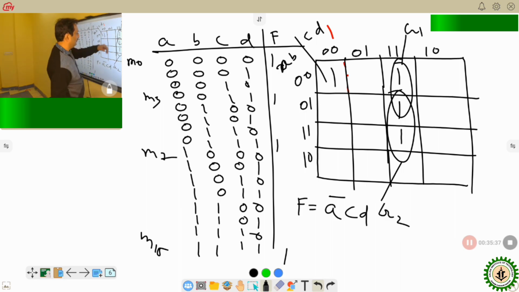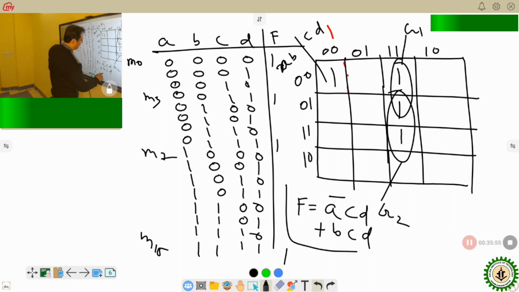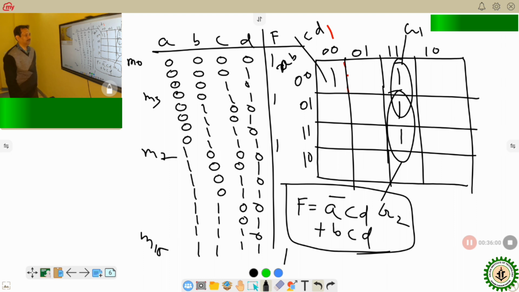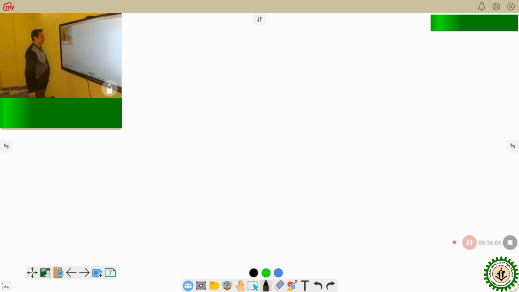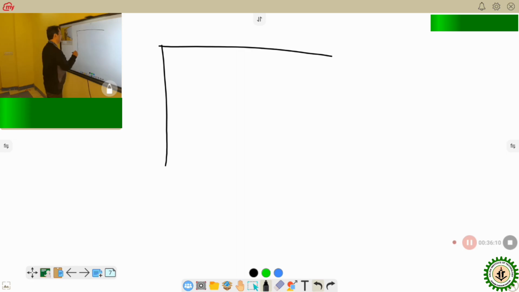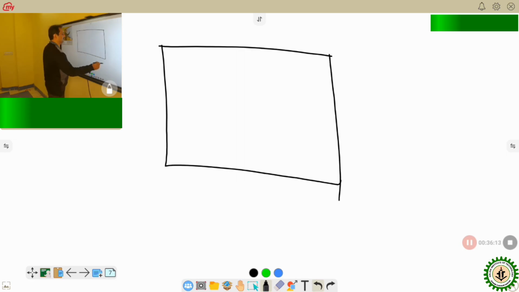And for group 2, the only changing variable is A, from 0 to 1, and the rest are unchanged. So this is B, C, and D. So this is the Boolean function of this particular case. Okay. Next, I'll give another example. Suppose this is the 4 variable K-map. This is the 4 variable K-map.